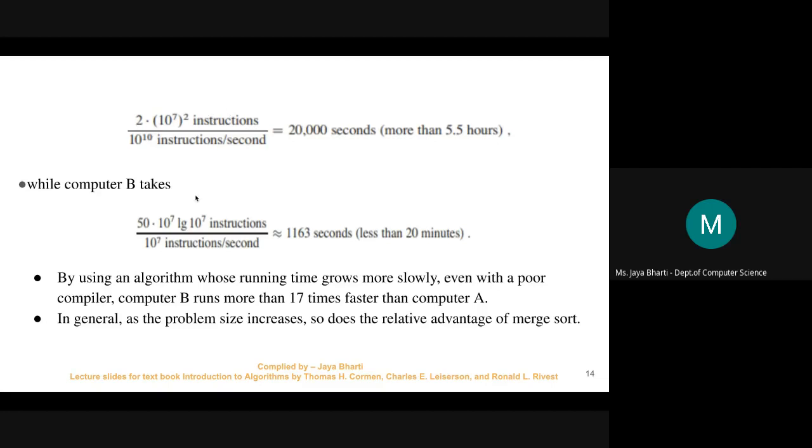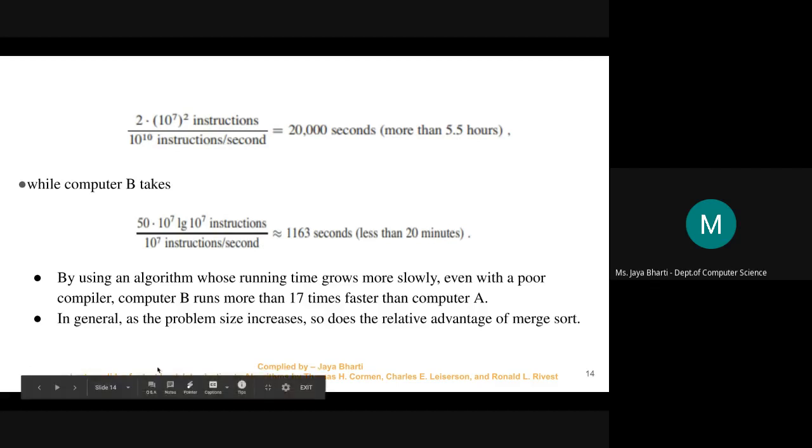Because the input number is very large, we can see the difference here: merge sort is taking very less time as compared to the insertion sort. By using an algorithm whose running time grows more slowly, in the case of n log n, its running time grows very slowly as compared to n square, because that one grows exponentially. So even with a poor compiler, computer B runs more than 17 times faster than computer A. Why? Because the input is large, and for large input, insertion sort is not a good option. We need to consider other sorting algorithms.